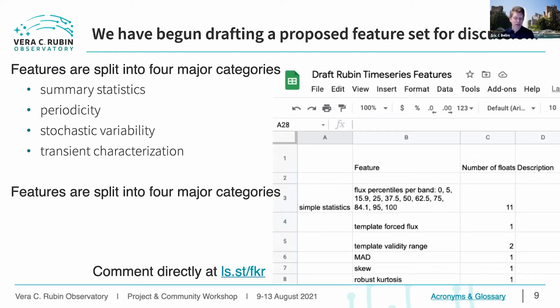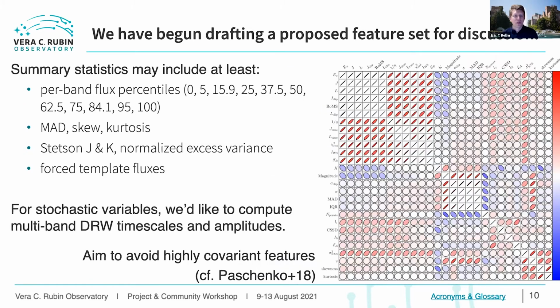So, mainly as a way of provoking reaction, I've taken the liberty of drafting an initial feature set from the baseline, but smaller even. It's a Google Sheets document, which you can access through the link at the bottom of the screen. I'm broadly thinking of splitting the features into 4 major categories. One is agnostic summary statistics like percentiles and so on, then periodicity-related features, stochastic variability, and then transient characterization.